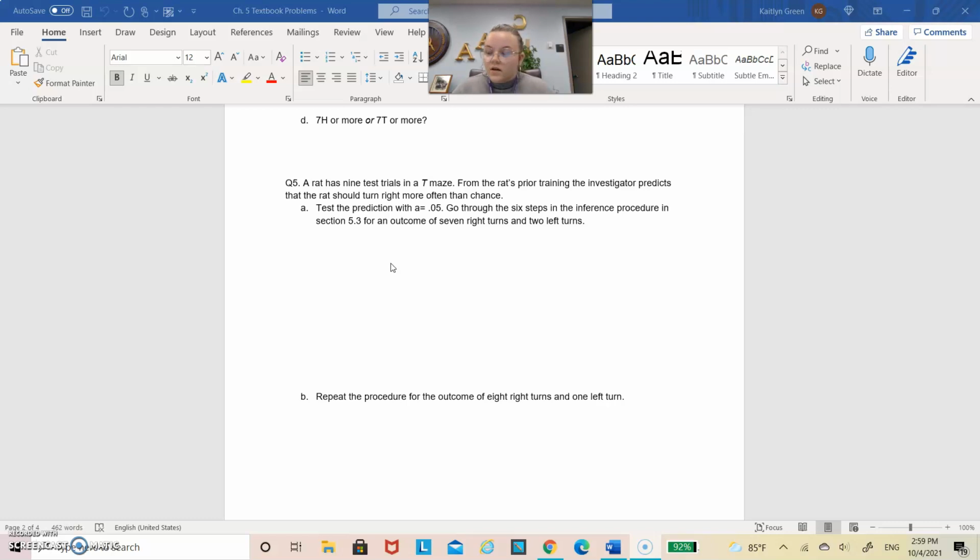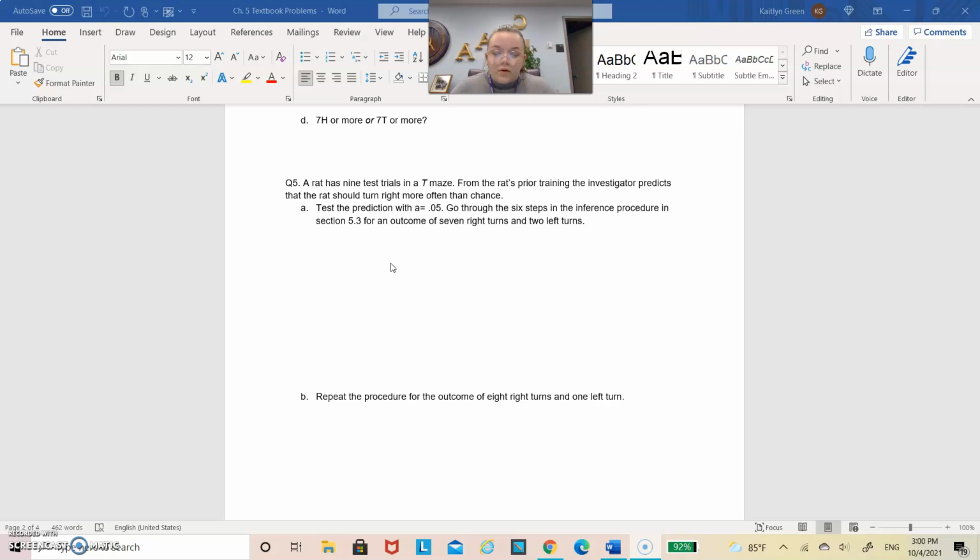So for that, I had my null hypothesis be the probability of right turns being less than or equal to 0.5, and then the alternative hypothesis being p, the probability of right, greater than 0.5. Next, we were supposed to find the alpha, which we already had as 0.05, and this is a one-tail procedure, and it is binomial, because you can either go left or right, so you only have 2 options.